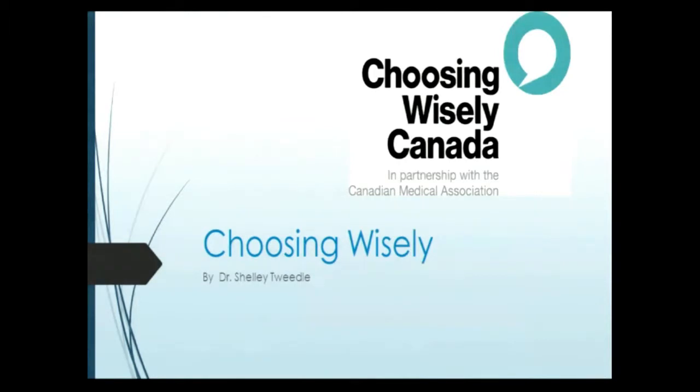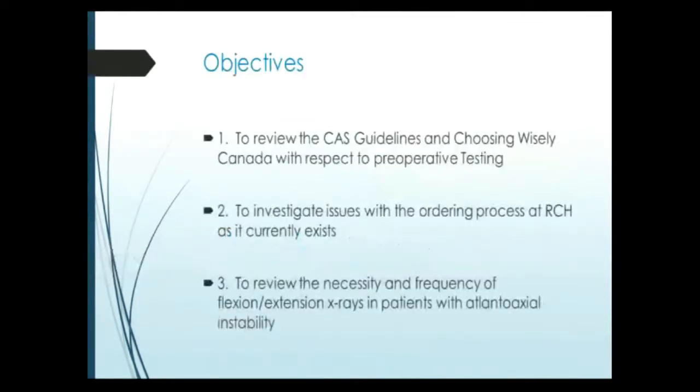All right, so first thing, my objectives, which were sent out: to review Choosing Wisely, comparing it to some of the other standard guidelines that we currently use for preoperative testing, and see what's different between the two. I'm also going to ask for your help looking at some of the ordering processes at RCH, and hopefully you can help me come up with ideas for how we can improve pre-op testing and pre-op ordering in the pre-admission clinic.